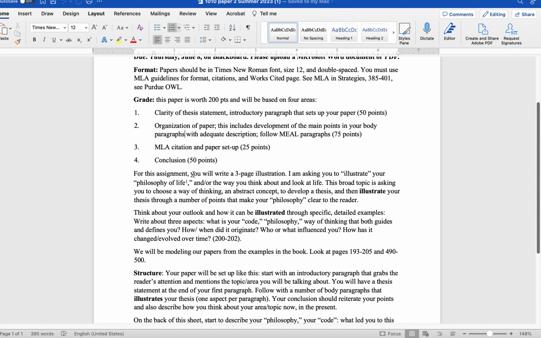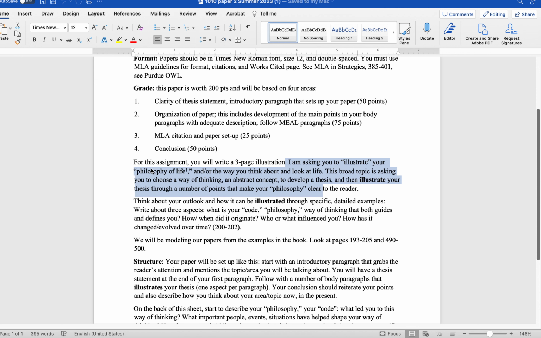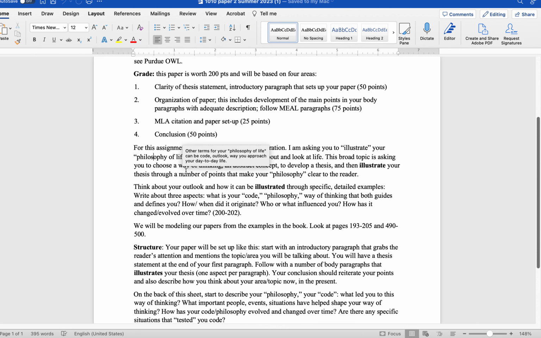For this assignment, you will write a three-page illustration. What an illustration does is take a complicated topic or idea and break it down into an understandable concept. I am asking you to illustrate your philosophy of life. So this is a little different here. Philosophy of life, you see my little footnote there.